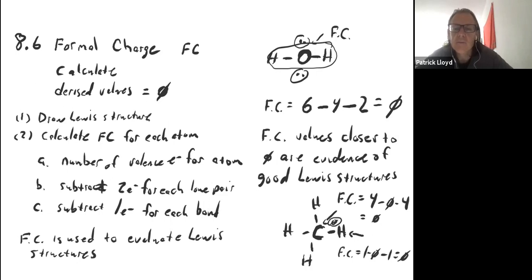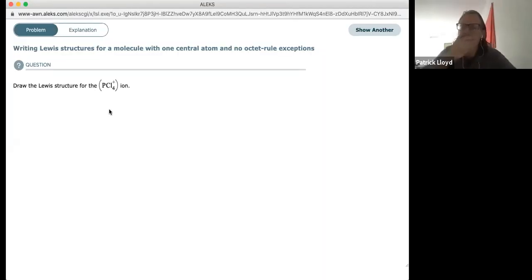So let me show you one here. Okay, this is a good one to try. You're going to write the Lewis structure. This one is a no octet rule. We're going to get into breaking the octet rule a little bit later. But I'm going to show you the Lewis structure here, and then we're going to evaluate the formal charge, okay? PCl5, I'm sorry, PCl4 plus. Okay, let me show you what happens here. This is an interesting molecule or ion.